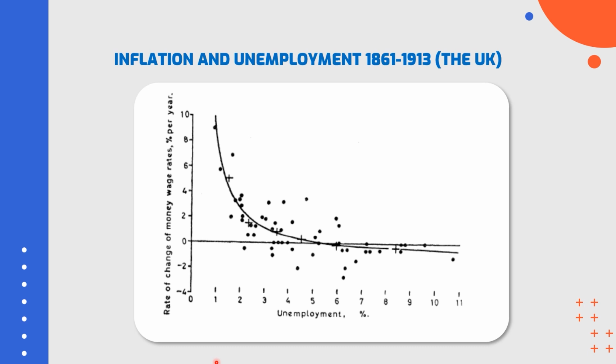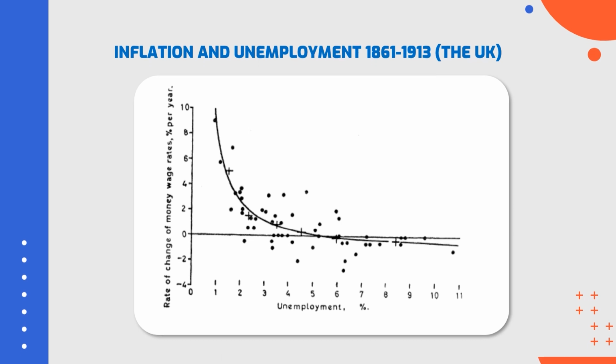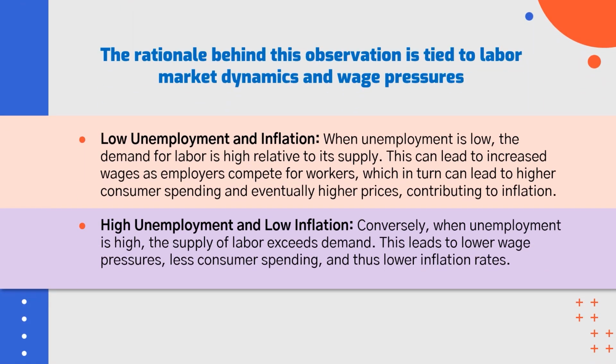So let's analyze the logic behind the Phillips curve in more detail. Why does low unemployment tend to cause inflation? When unemployment is low, businesses must compete for workers. To attract employees, they raise wages. Higher wages increase workers' purchasing power, leading to greater demand for goods and services. As a result, businesses respond by raising prices. The country is experiencing inflation.